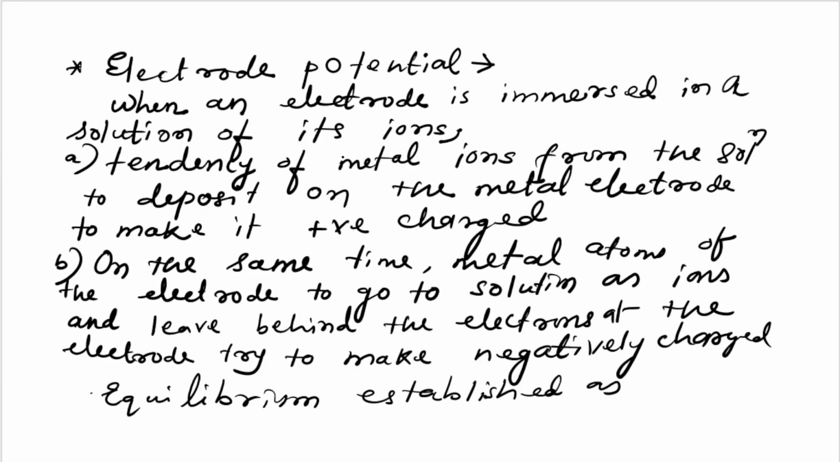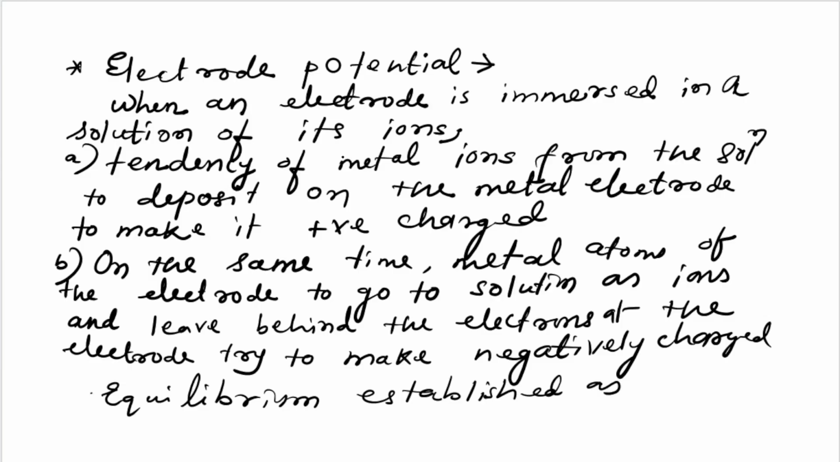Electrode potential. Now we come to the point of electrode potential. What does it mean? When an electrode is immersed in a solution of its ion, for example zinc in zinc sulfate solution, or copper in copper sulfate solution, there is a tendency of metal ions from the solution to deposit on the metal electrode and make it positively charged. At the same time, metal atoms of the electrode go into solution.